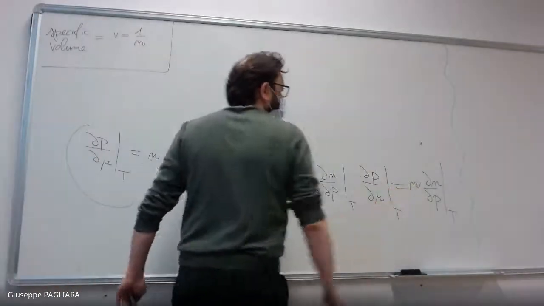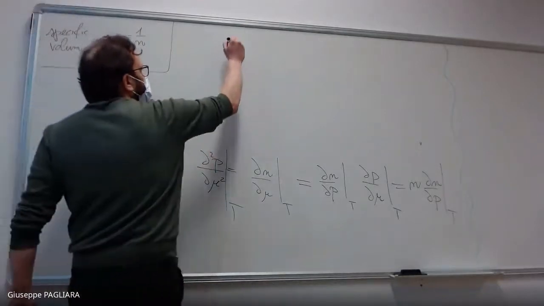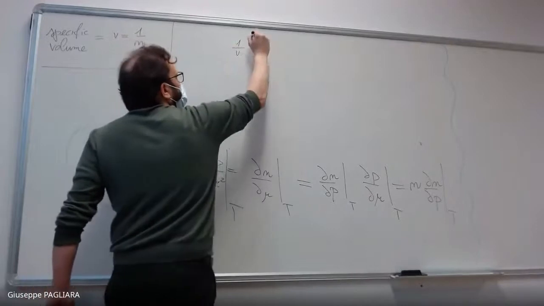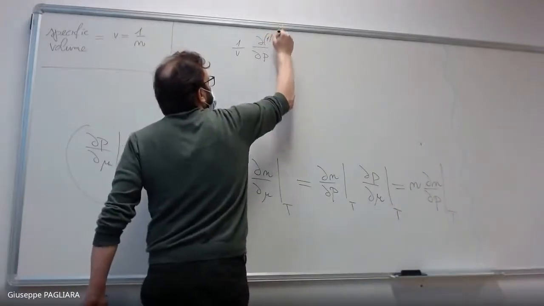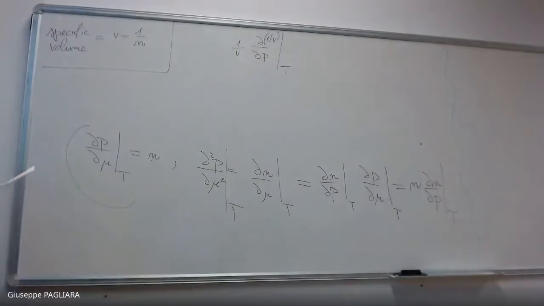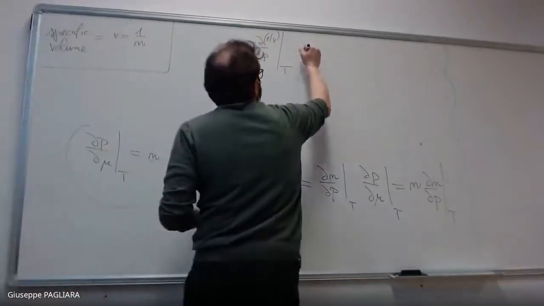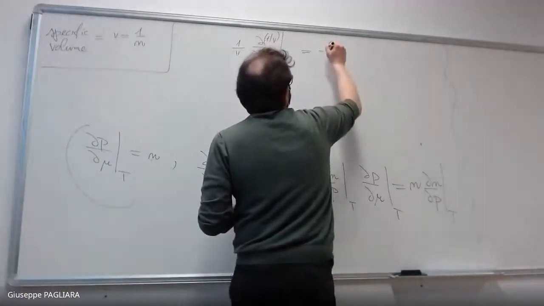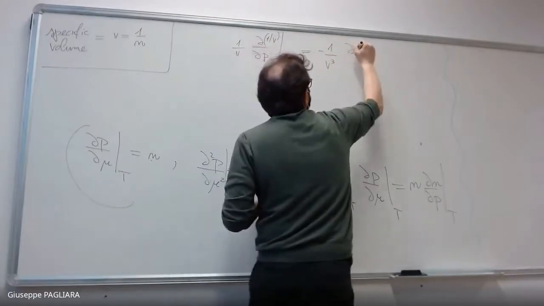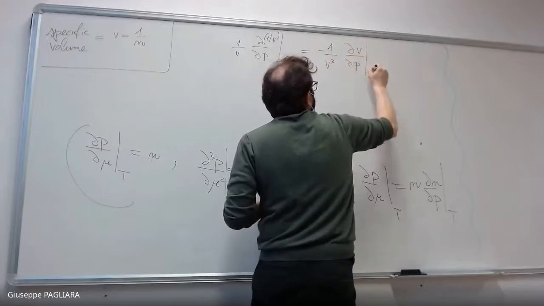Now, n is 1 over the specific volume. So I have 1 divided by v, times the derivative with respect to P of 1 divided by v at fixed temperature. And I have almost done, because when I derive 1 over v with respect to pressure, I get minus 1 over v squared times the derivative of the specific volume with respect to the pressure. So I get minus 1 over v to the power of 3 times the derivative of the specific volume with respect to the pressure at fixed temperature.